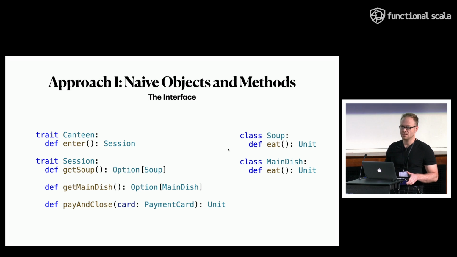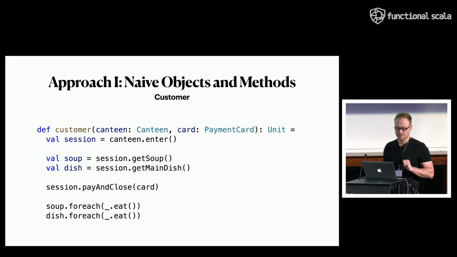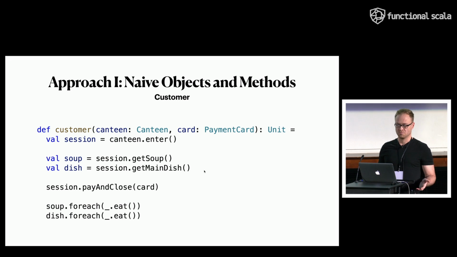All right, let's write a simple customer behavior on top of this interface. Our customer enters, gets a soup, gets main dish, pays, and eats both dishes. This looks quite straightforward, easy to read. What could possibly go wrong? Well, everything.